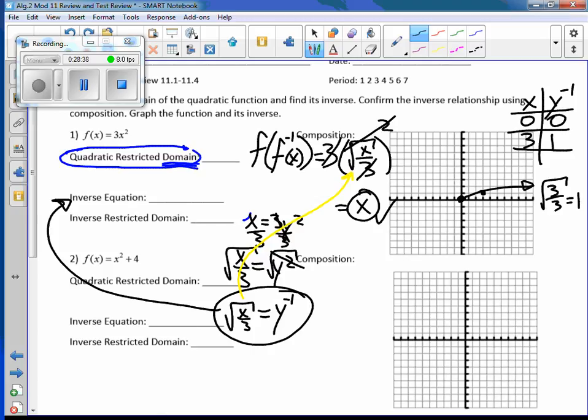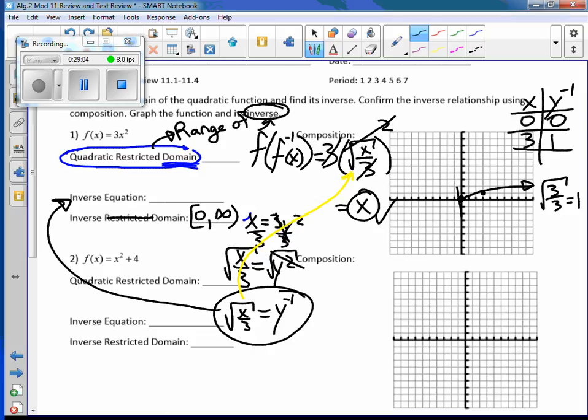So the inverse, that should really just say what the domain of the inverse is. So if you look over here at your graph, your domain of the inverse is just 0 to infinity. Starts at 0, goes to infinity. All right. And remember I said, now let's go back to the beginning one. It said the quadratic restricted domain. Remember we said this is the same as the range of the inverse. Okay. Range of the inverse right here.